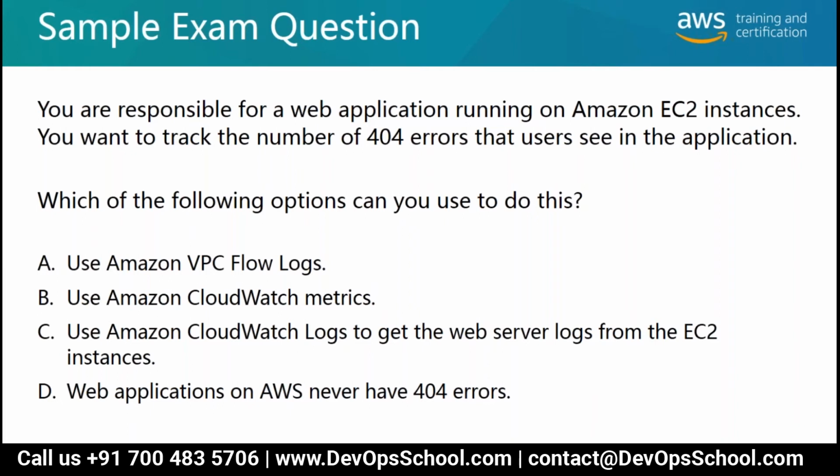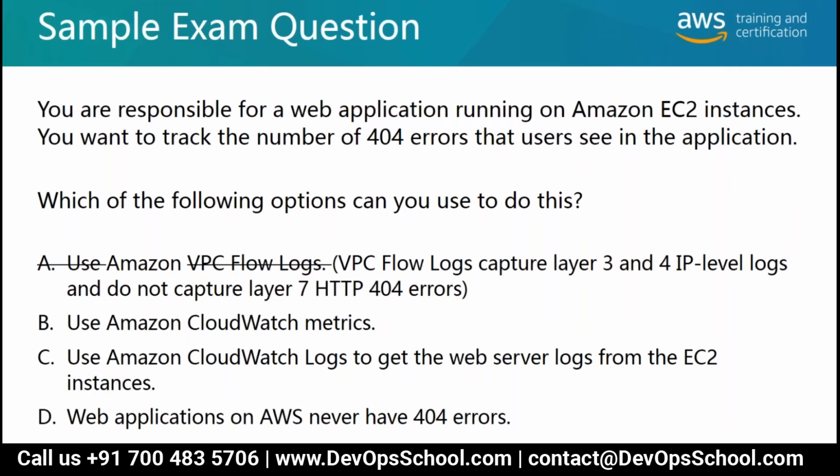VPC flow logs are not suitable here because they are only for network layer 3 and layer 4 level logs. CloudWatch metrics is not suitable because here we are talking about users' 404 errors. CloudWatch metrics will get the application, resource and infrastructure metrics. So it is not suitable.